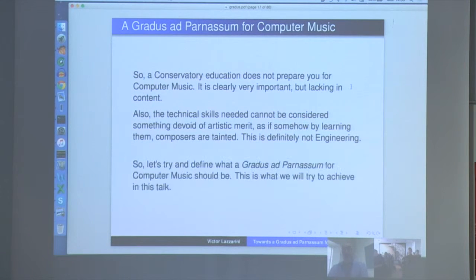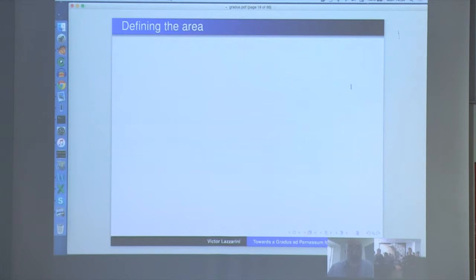So now let's try and define what a Gradus ad Parnassum for computer music should be. We'll try to achieve this in this talk, but as you will see, this is a very preliminary discussion. What I want to do is provoke some thought and propose some ideas, and then leave these ideas out there for people to think about, contribute to and develop further. Okay. So let's try to define the area of computer music.